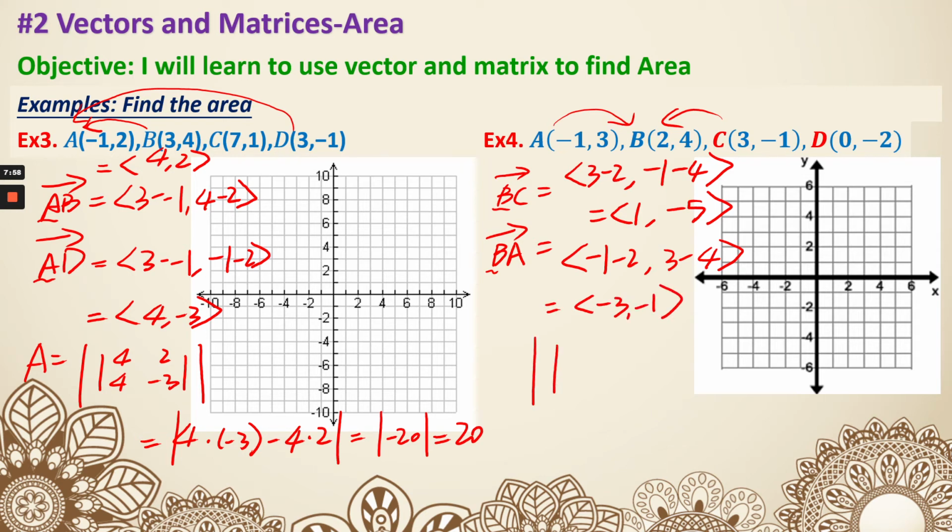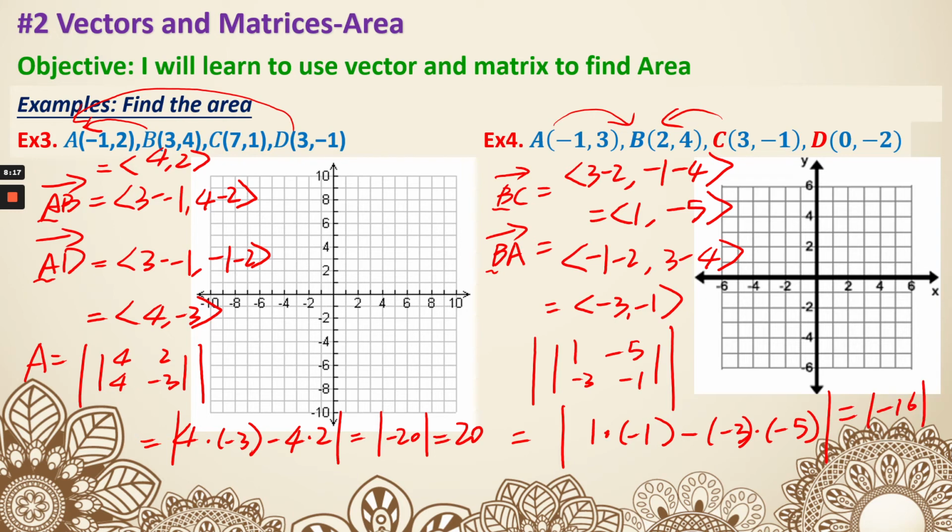So stack them up to find the determinant. 1, -5, -3, -1. That's going to be 1 times -1, subtracting -3 times -5. So we actually have -1 subtracting a +15, which is a -16, which means the area is just going to be 16. That is example 4.